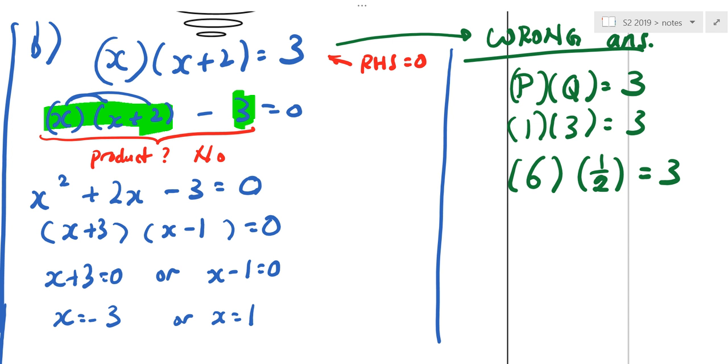Understand the example? If you don't understand the example, never mind. You must remember the right hand side must be 0 first before you can say either this is 0 or that is 0. Can follow? Let's try question C.